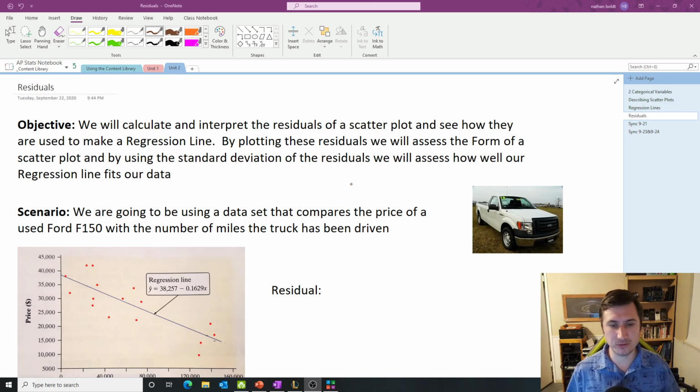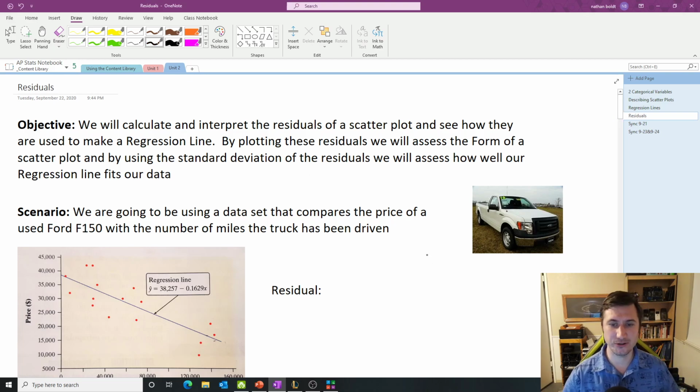That's going to be brand new to us, but it's a very important concept when it comes to scatter plots and regression lines. So here is our objective. We will calculate and interpret the residuals of a scatter plot and see how they are used to make a regression line. By plotting these residuals, we will assess the form of a scatter plot, and by using the standard deviation of the residuals, we will assess how well our regression line fits our data. We're going to use this residual in many, many ways.